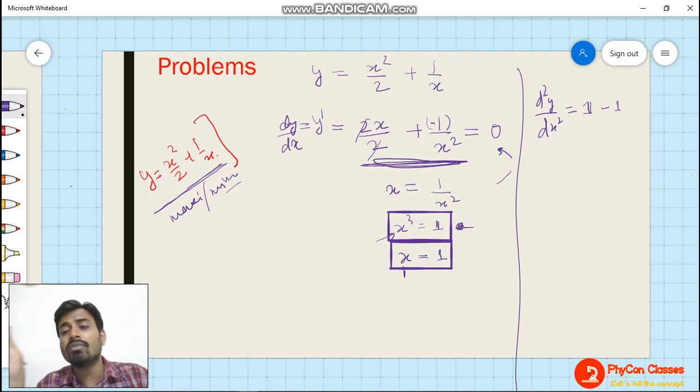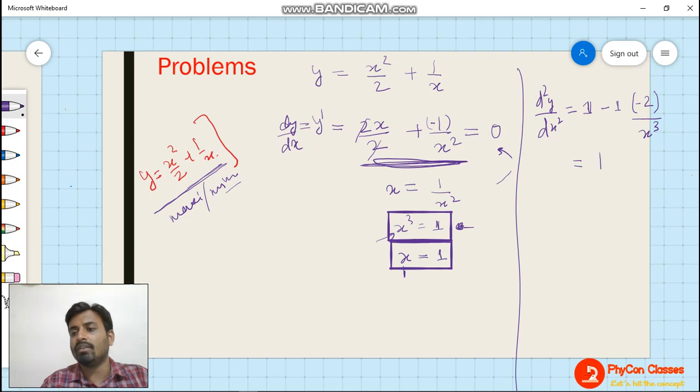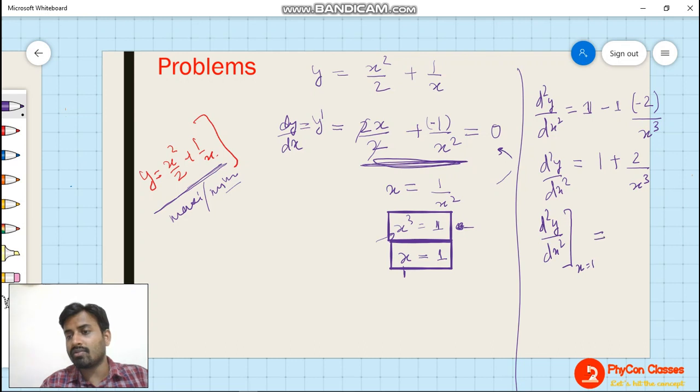What will be the derivative of x to the power minus 2? It will be minus 2 divided by x cube. Clear? So this answer is going to be 1 plus 2 by x cube. Clear? 1 plus 2 by x cube. That means the second derivative d2y by dx square is 1 plus this. Now we have to find the second derivative value at which point? At x equal to 1. So when x is equal to 1, it will be 1 plus 2 divided by 1, so the answer is going to be 3.